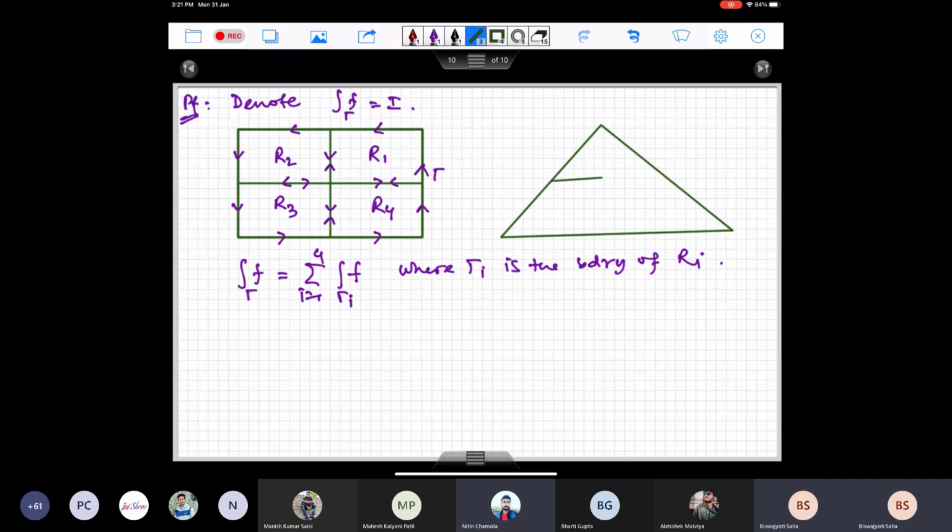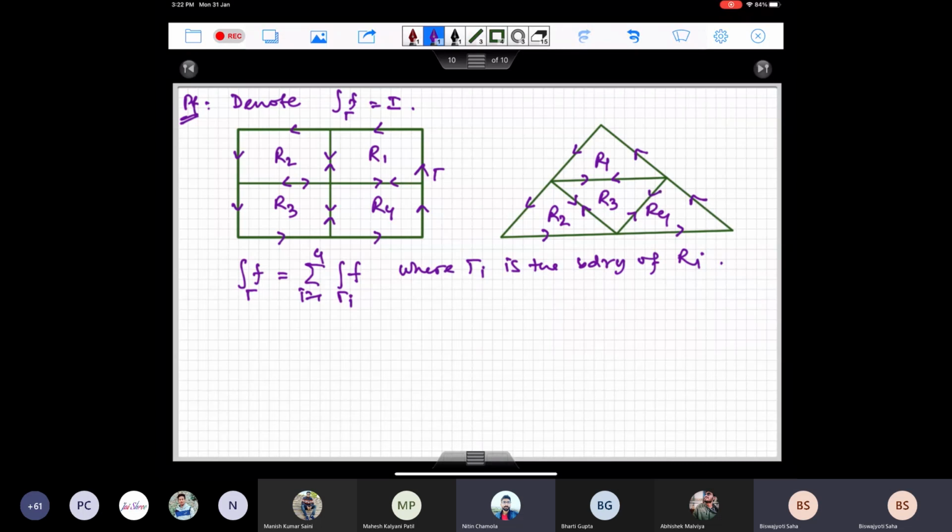Okay, so let's say this is my midpoint, I join it with this, and let's say this is my midpoint, so I join over here. Again I'm getting 4 triangles, call them R1, R2, R3, R4. Here again the same thing: for R1, this one followed by this, followed by this. For R2, this one followed by this, followed by this. For R3, this one followed by this one, followed by this. And R4, this one followed by this one, followed by this one.